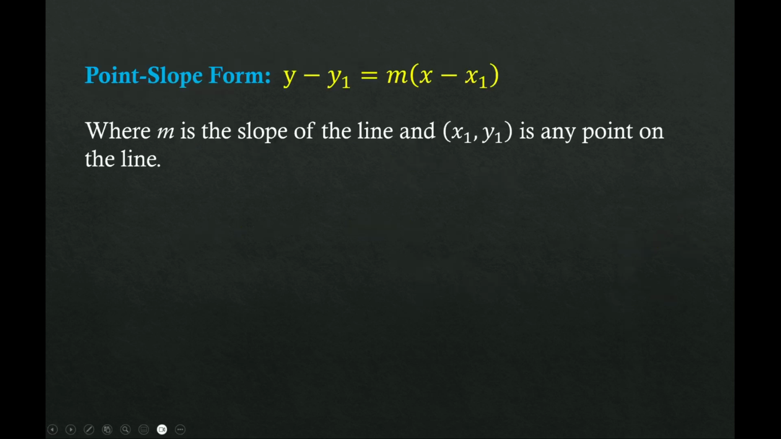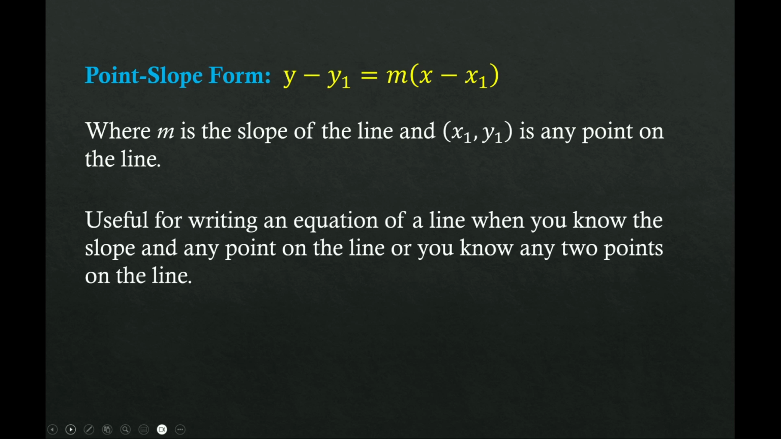Another form of the line we can make use of is the point slope form, which states y minus y sub 1 equals m times x minus x sub 1. In this case, your m is the slope of the line, and x sub 1, y sub 1 is any point on the line. This is going to be useful for writing an equation of a line when you know the slope at any point, or if you know any 2 points on the line. And so what you would simply do there is you would find the slope, and then you could use the slope with either of the 2 points.